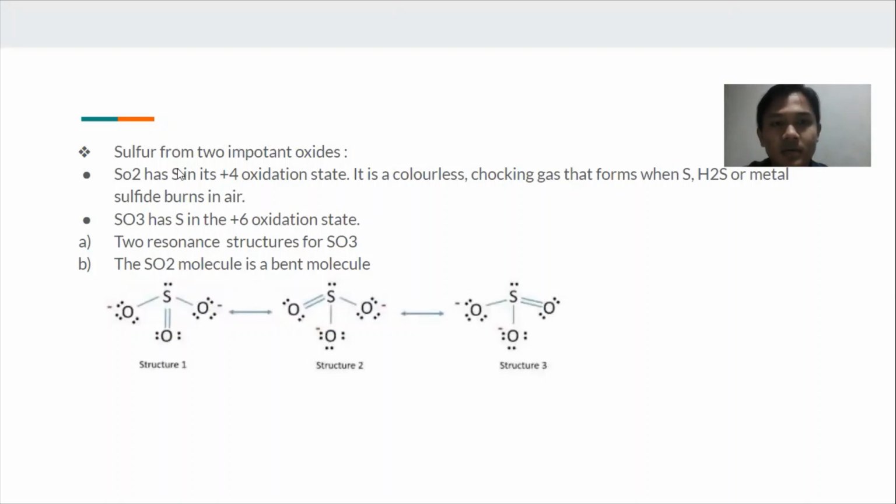And sulfur forms 2 important oxides. Sulfur dioxide has S in its +4 oxidation state. It is a colorless choking gas and forms when sulfur, H2S or metal sulfide burns in air, while sulfur trioxide has S in the +6 oxidation state. Two resonance structures for sulfur trioxide. The sulfur dioxide molecule is a bent molecule. So at this part, we can see the 3 resonance structures for the sulfur trioxide molecule.